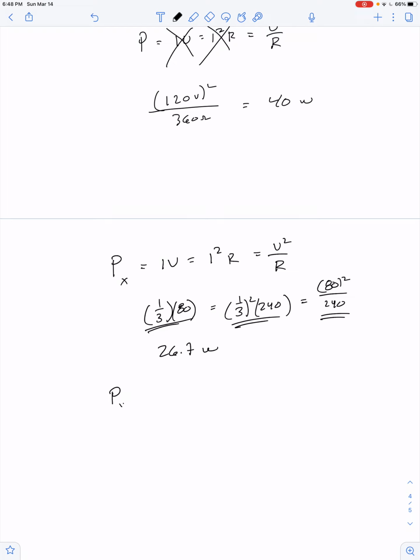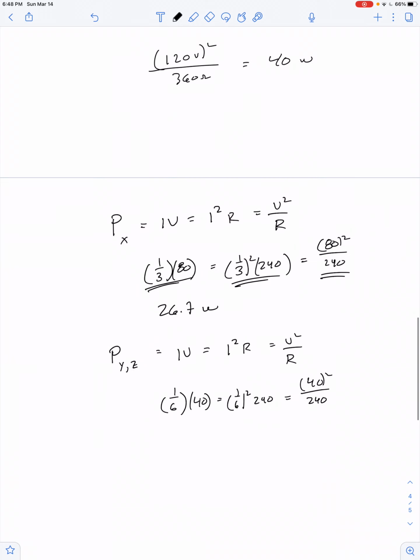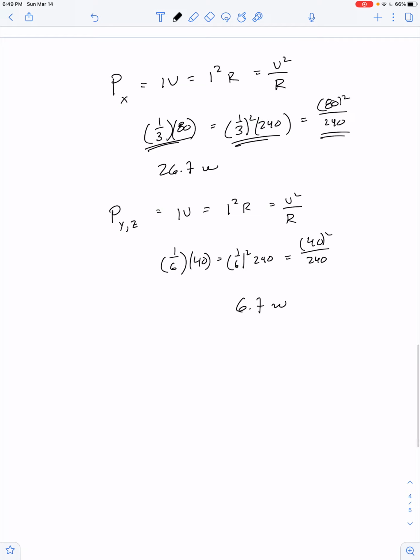The power for bulbs Y or Z will be the same. Again, current times voltage, current squared times resistance, voltage squared divided by resistance. So we can say it's 1/6 times 40, or it's 1/6 squared times 240, or it's 40 squared divided by 240, which gives 6.7 watts. Now wait a minute, then what's the total power for the whole circuit?